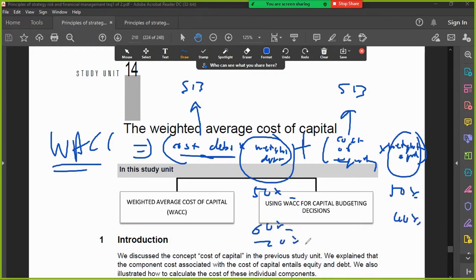Does that make sense? Yes. And you just need to multiply. Don't forget the cost of debt after tax. You need to take out the tax. Okay.